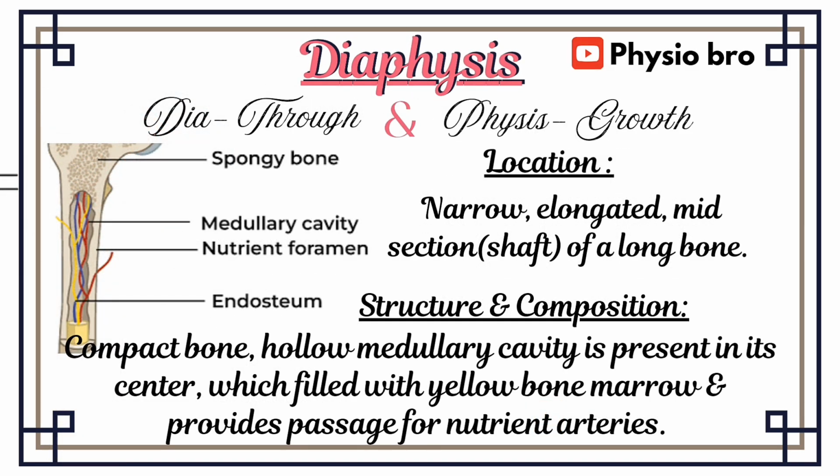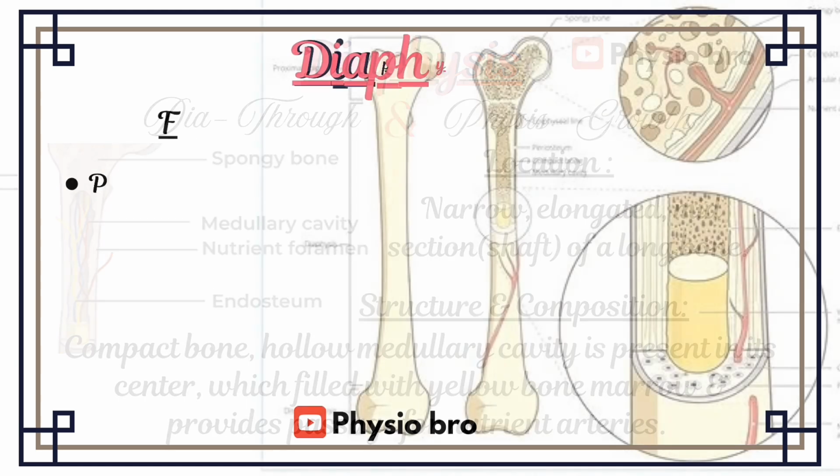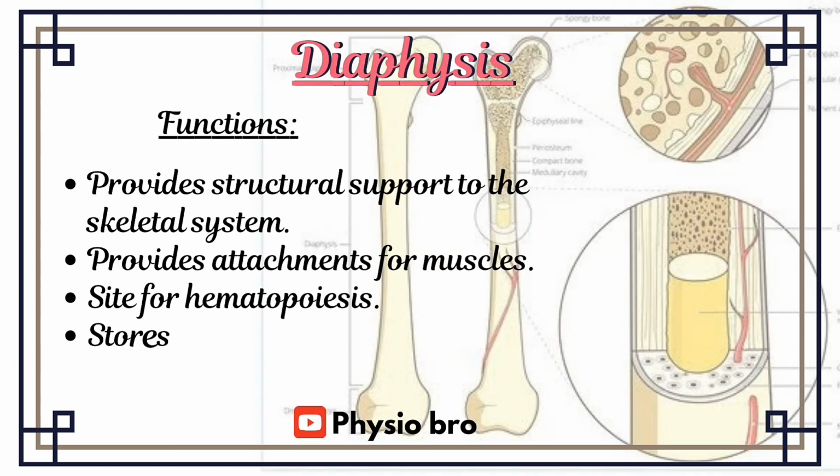Diaphysis. Dia means through and physis means growth. Diaphysis is a narrow, elongated midsection of a long bone, usually termed as the shaft. Diaphysis is composed of compact bone. A hollow medullary cavity is present in the center of the diaphysis, which is filled with yellow bone marrow, and provides passage for nutrient arteries.